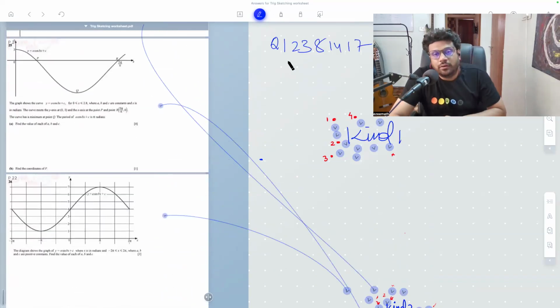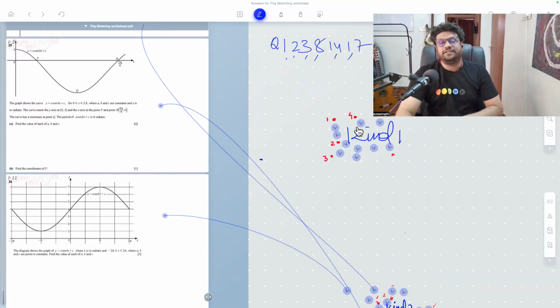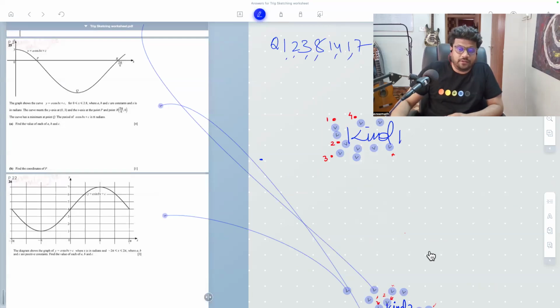And we have done about 6 questions out of 26. There are 20 questions for you to do. 2 of them are tan, which means 18 questions for you to do. You can do at least 10 of these and get back to me. And let's see if this whole sketching of thing has made sense to you. We'll see. And that's it for today.